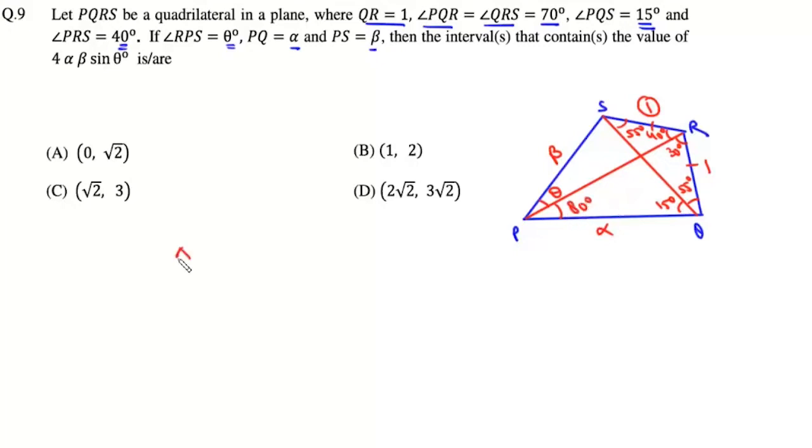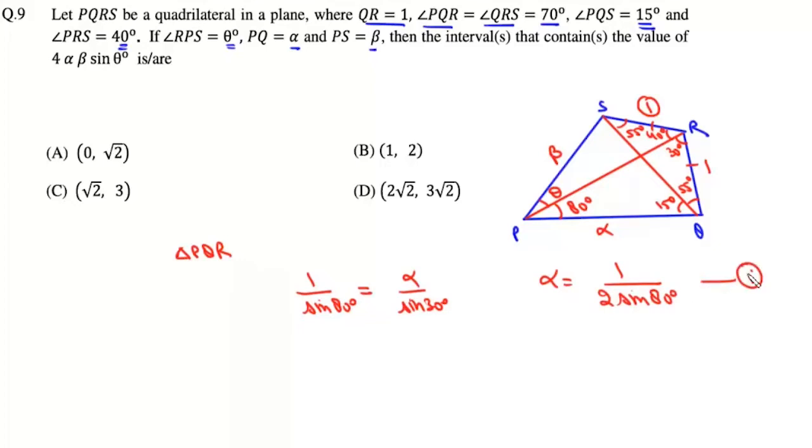Now in triangle PQR, if we apply sine rule, we can write 1 upon sine 80 will be equal to alpha upon sine 30. Now sine 30 is 1 by 2. So we can write alpha as 1 upon 2 sine 80 degrees. And that's our first equation.